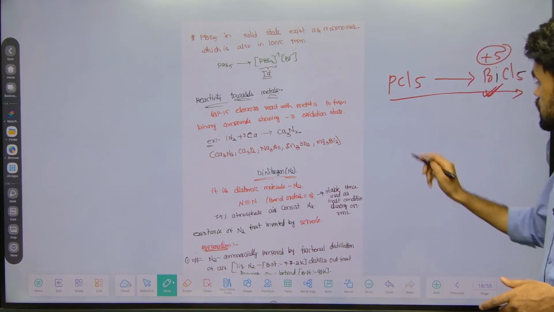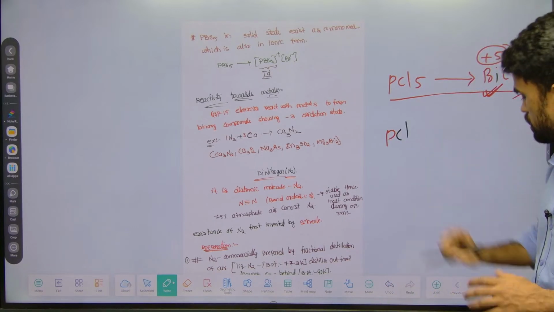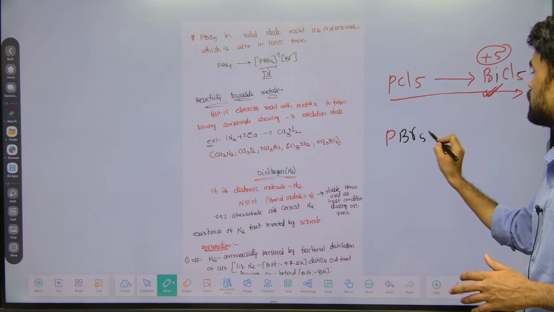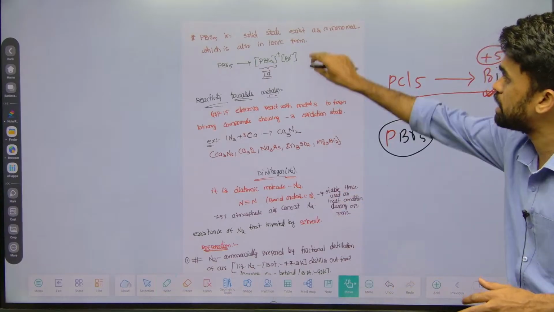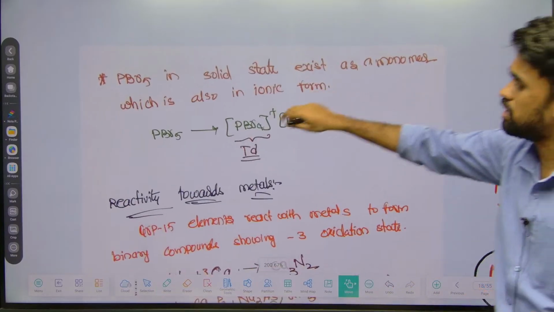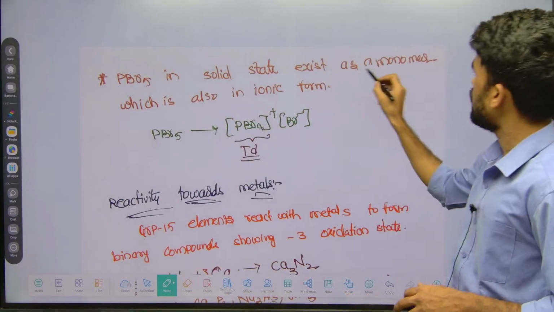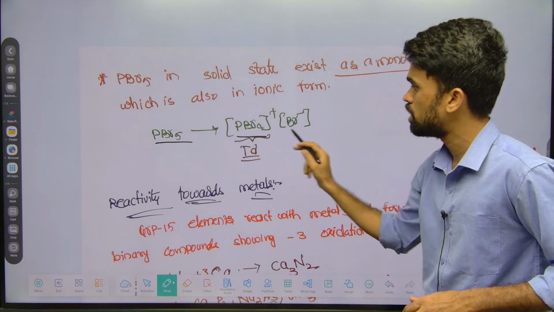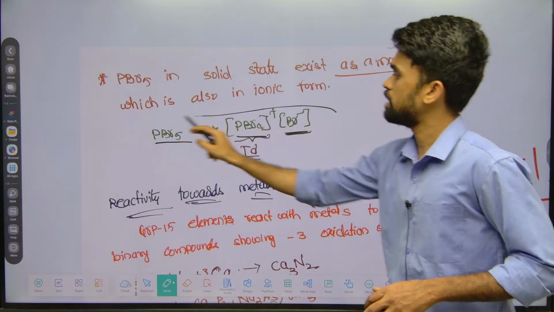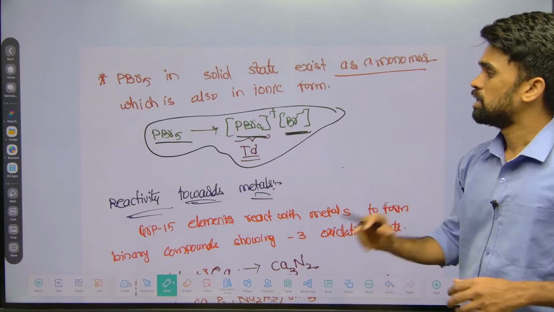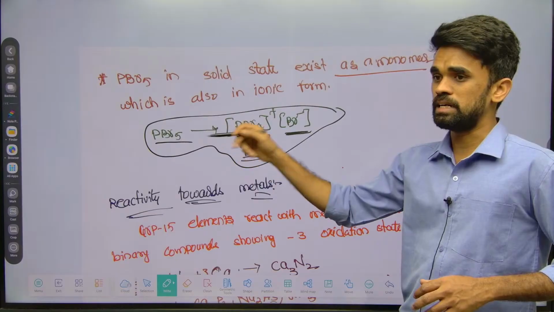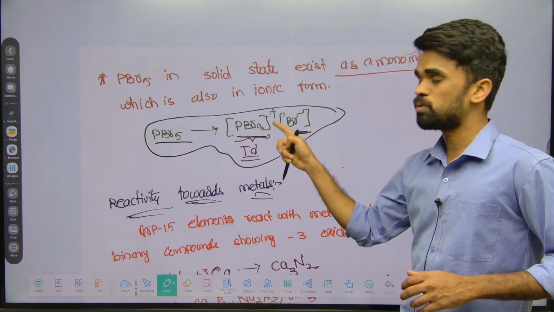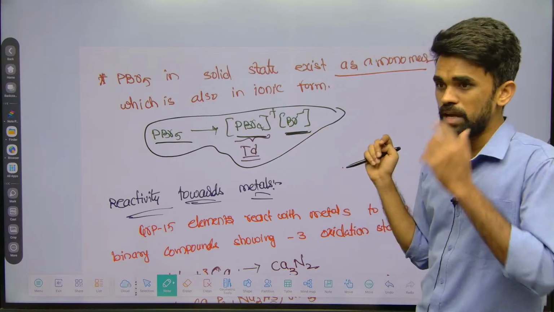Okay. Next, when it comes to PCl5 or PBr5, PBr5 in the solid state exhibits like this. PBr5 dissociates as PBr4+ and Br-. So write this. They will ask, PBr5 in the solid state exists in which of the following manner? PBr4+ plus Br-.